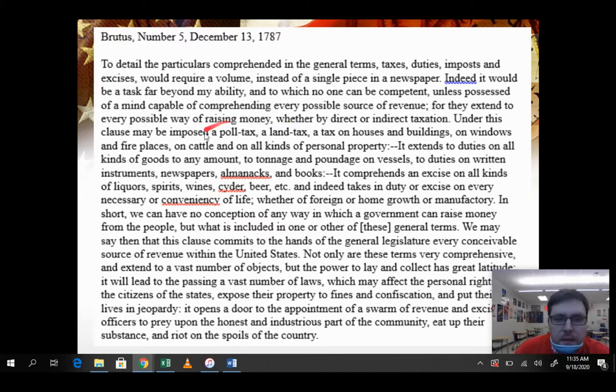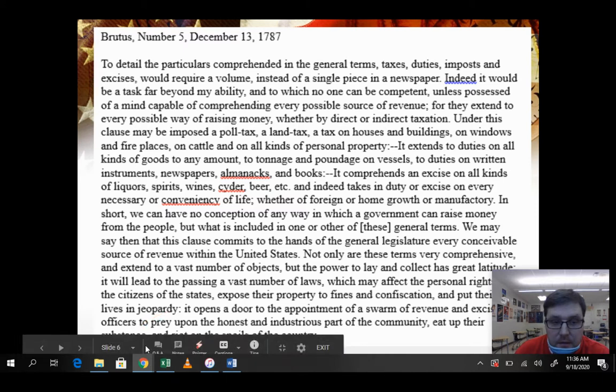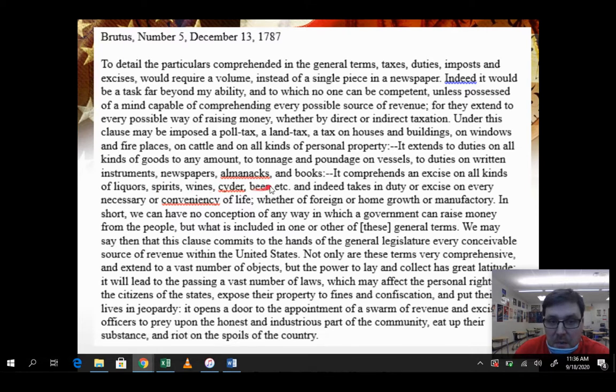Now, but look at what he goes on to. He's like, oh my goodness, what if they tax our liquor, spirits, wine, cider, and beer? Oh my goodness, what if they tax our beer? This is going to be awful.